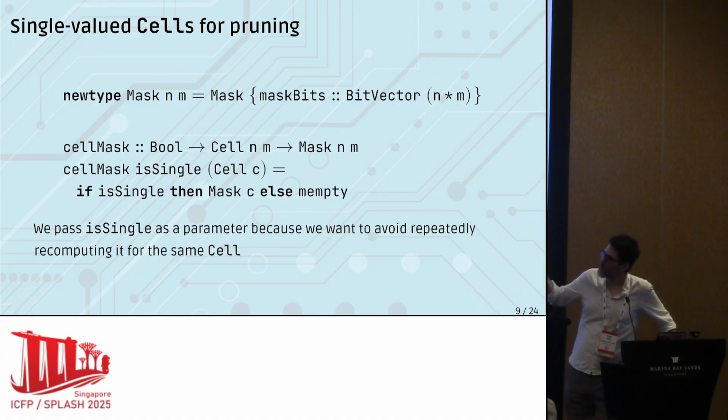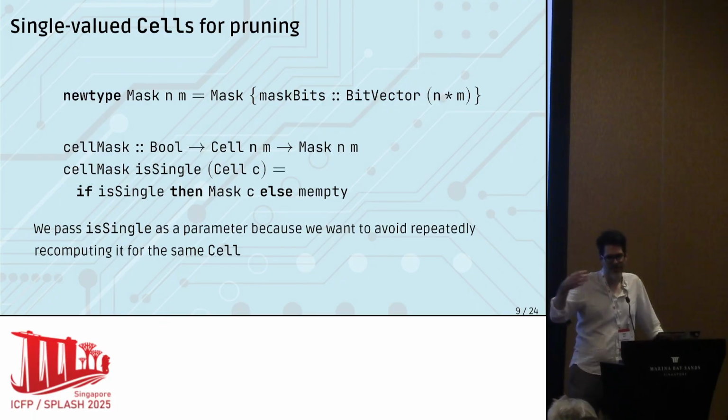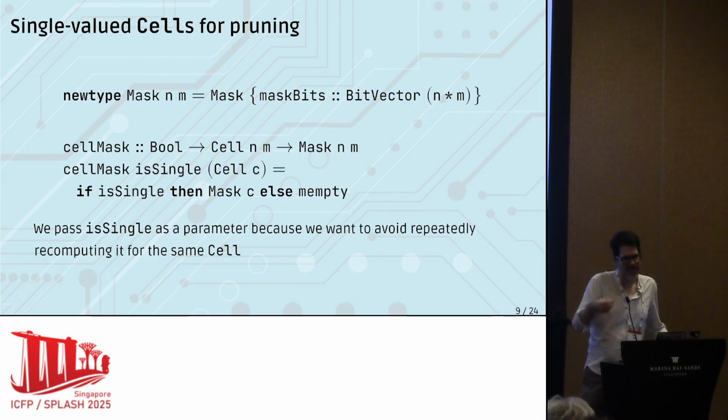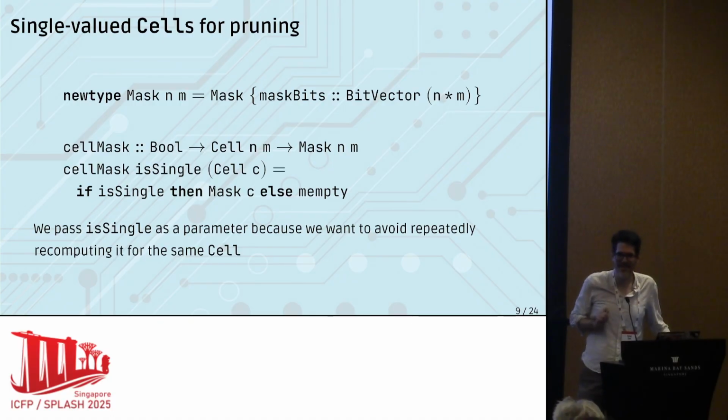So we can implement pruning by representing masks separate from cells, for the very simple reason that we only want to include cells that have only a single possible value in masking. So we can turn a cell into a mask by saying, okay, is this a single value? If so, then the mask becomes the same bit vector as the cell itself. Otherwise, we want it to be neutral in some sense. You might say, okay, I'm using mempty here, but I haven't given a monoid instance to mask yet. So what's going on there? I will get to that in a minute.